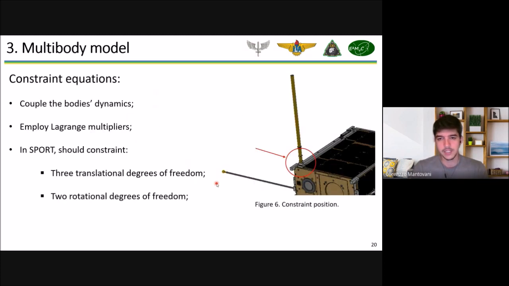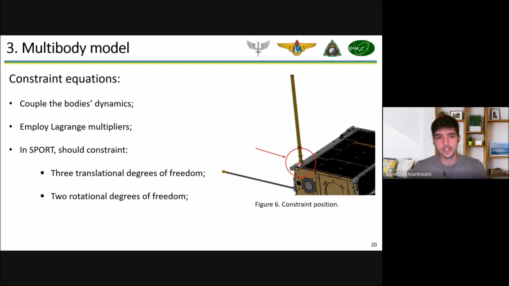so we need to couple these dynamics. So imagine that we have here the hub and the boom. They are connected through this point here at the boom's base. And if we do something to the hub, we want the boom to feel that influence from the hub. So how can we do that? We can use constraint equations, and we can apply them using these Lagrange multipliers.